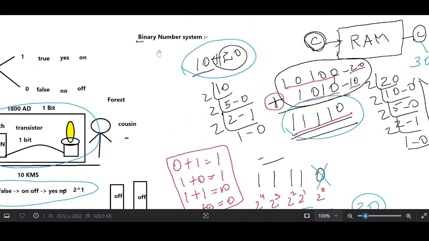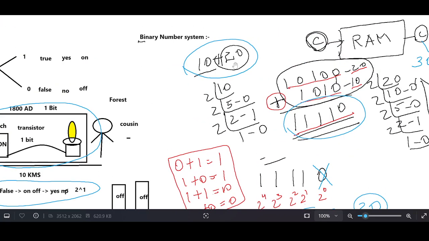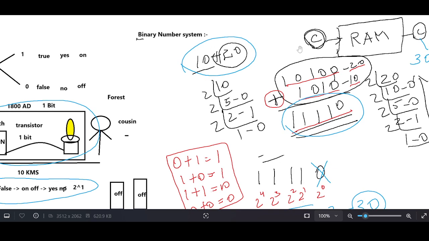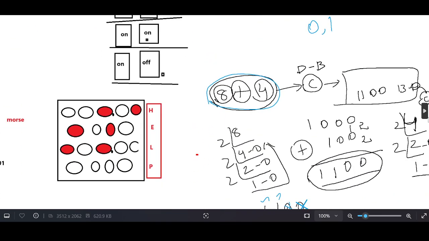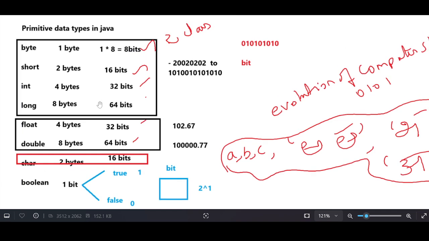After that we understood how calculations happen when you pass 10 plus 20. For arithmetic calculations, we human beings use the decimal number system, but computers follow the binary number system. Then we just started on primitive data types, and I gave you the sizes. There are totally 8 primitive data types. Byte consumes 1 byte of memory, short consumes 2 bytes, and so on.